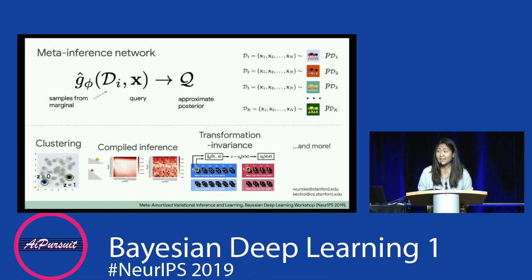What that means in practice is that we're going to have a shared meta-inference network that takes in two inputs: empirical samples from the marginal distributions that we care about, as well as a query point. And this mapping is going to give us back an approximate posterior distribution that we can then use to do inference for our data point x.